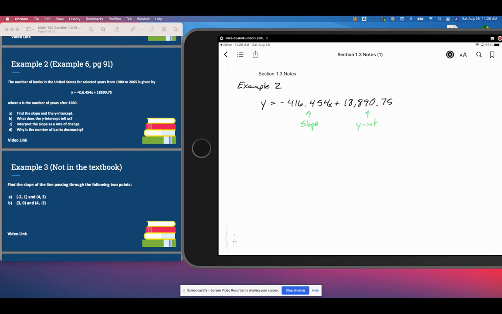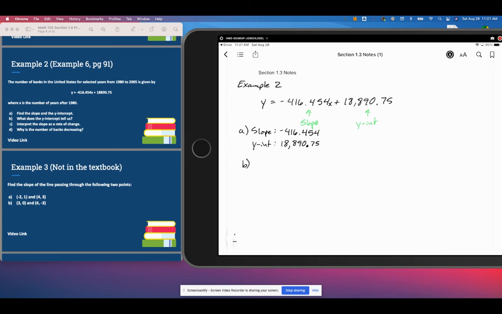And so what does the y-intercept tell? Or let's go ahead and name these. And so for A, the slope is negative 416.454. And the y-intercept is 18,890.75. Part B, we've got what does the y-intercept tell us?